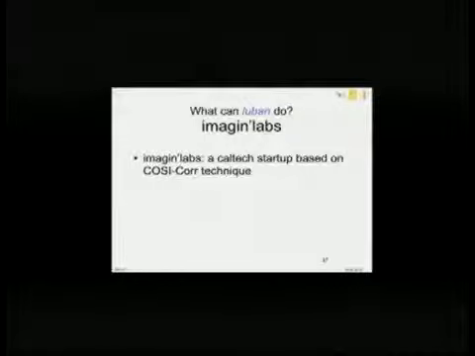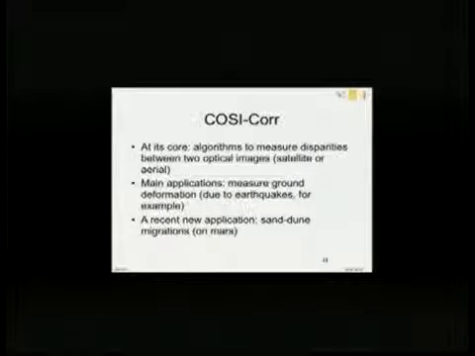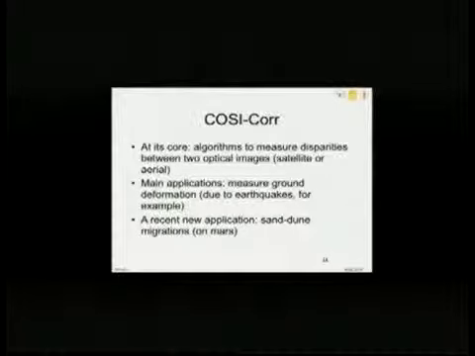The next application I'm going to show is called Imagine Labs. Imagine Labs is a Caltech startup based on the Cosical technique. The Cosical technique, at its core, is an algorithm to measure disparity between two optical images. Its main application is measuring ground deformations due to earthquakes, for example. A recent new application is sand dune migrations on Mars, actually.